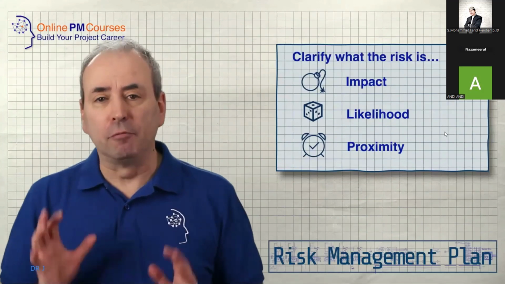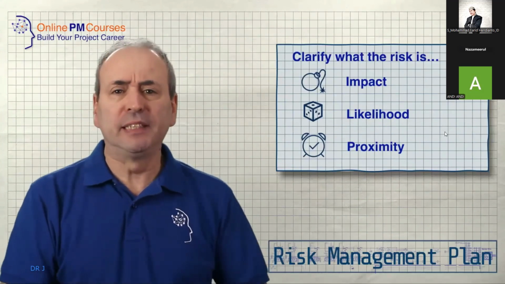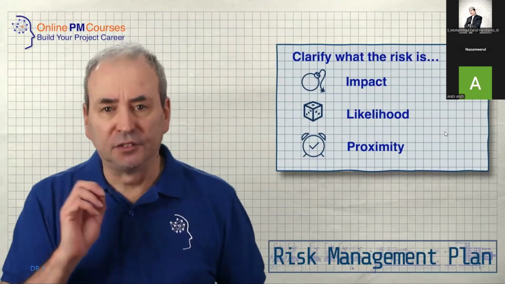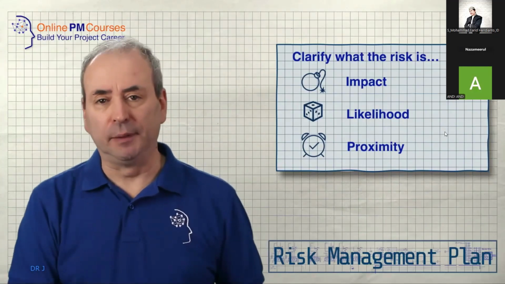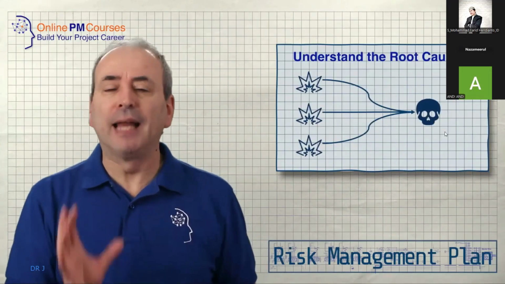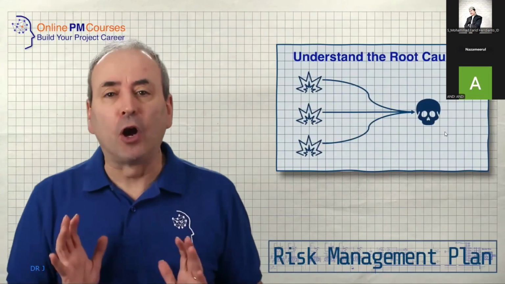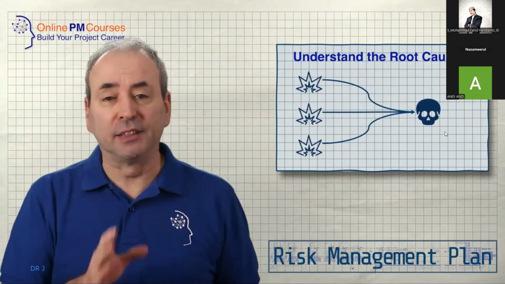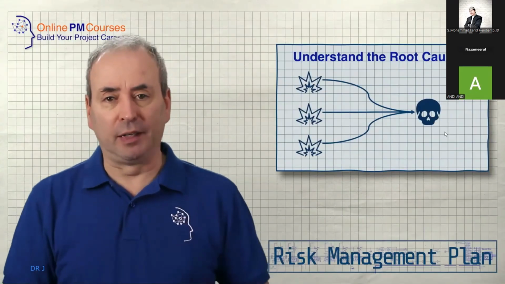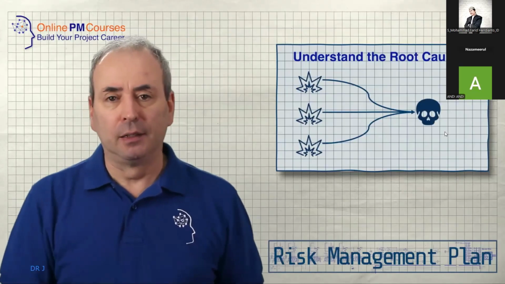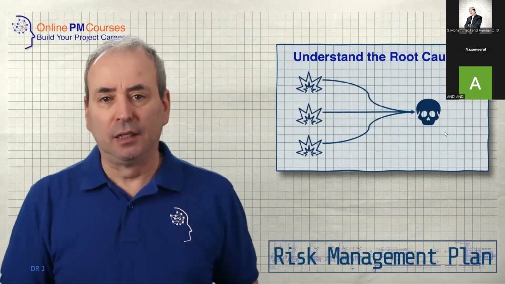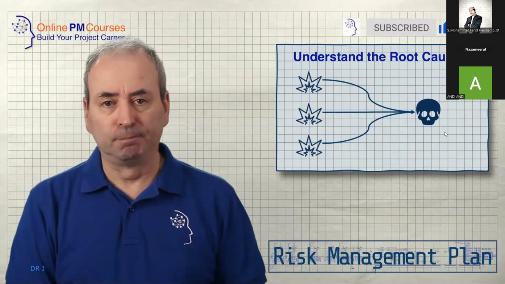The first step in developing a risk management plan is to clarify what the risk is. We need to characterize it, describe it, and evaluate it in terms of its impact, its likelihood, and its proximity. Secondly, if we're going to manage and mitigate the risk, we need to understand the causes of that risk. What are the root causes and the sequence of events which will trigger the risk to materialize? The better we understand the causal sequence that will lead up to the risk happening, the better we can design interventions that will address it as early as possible.